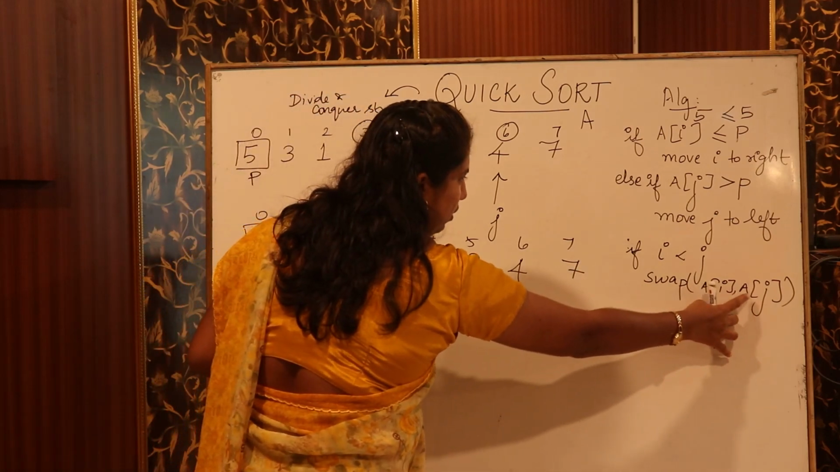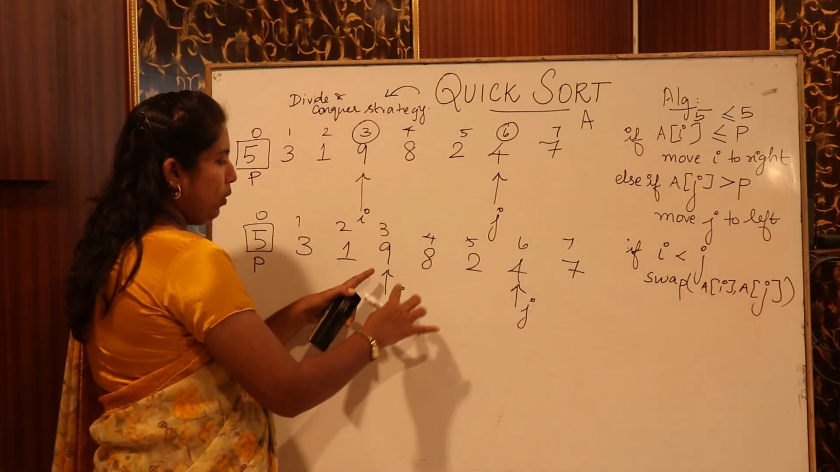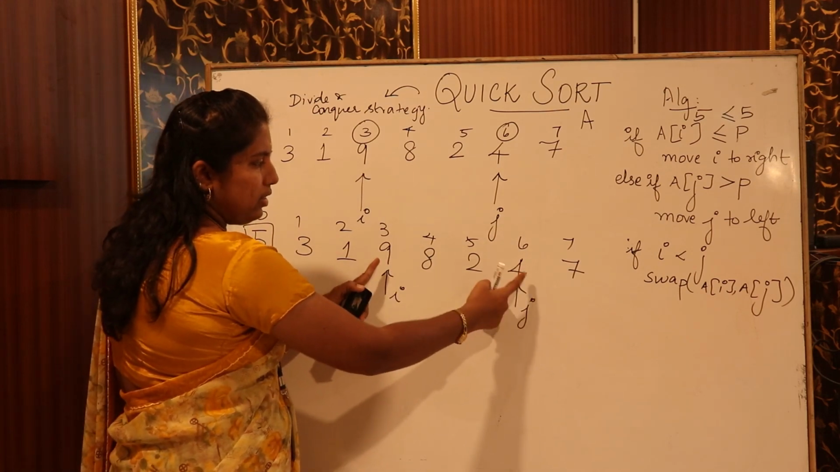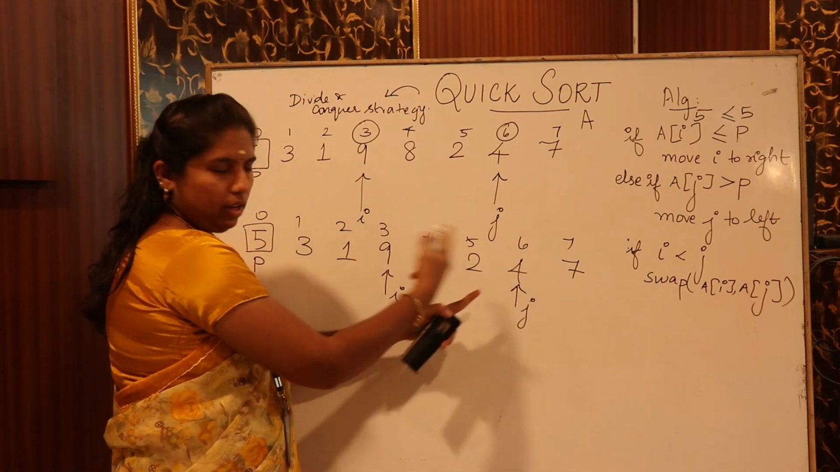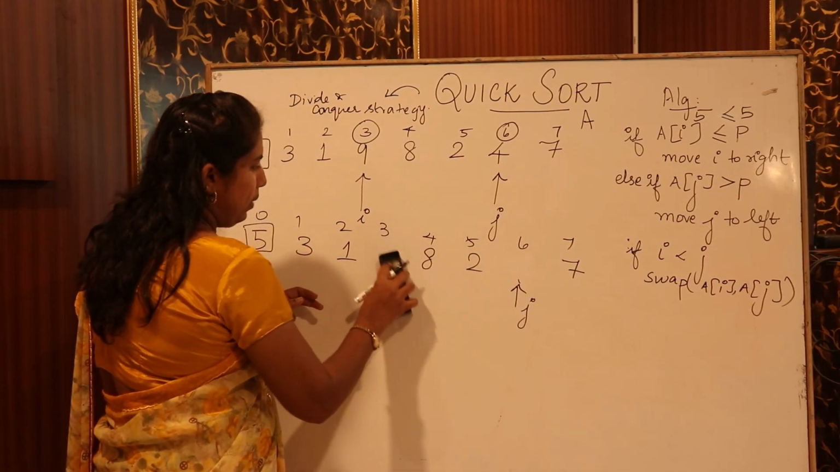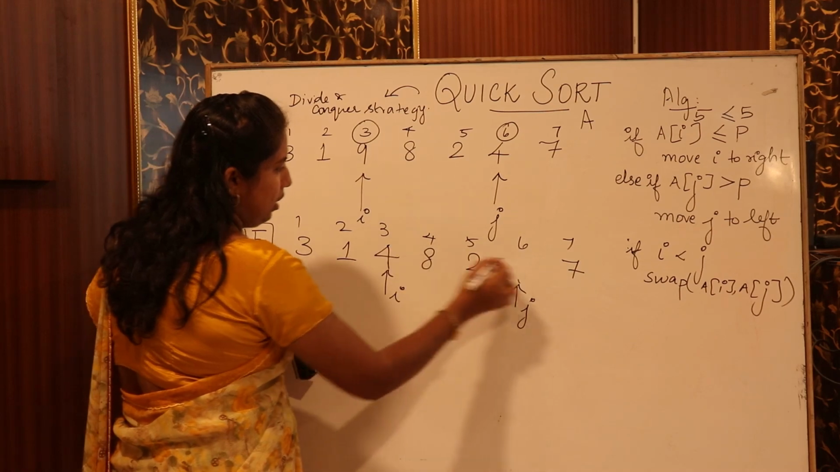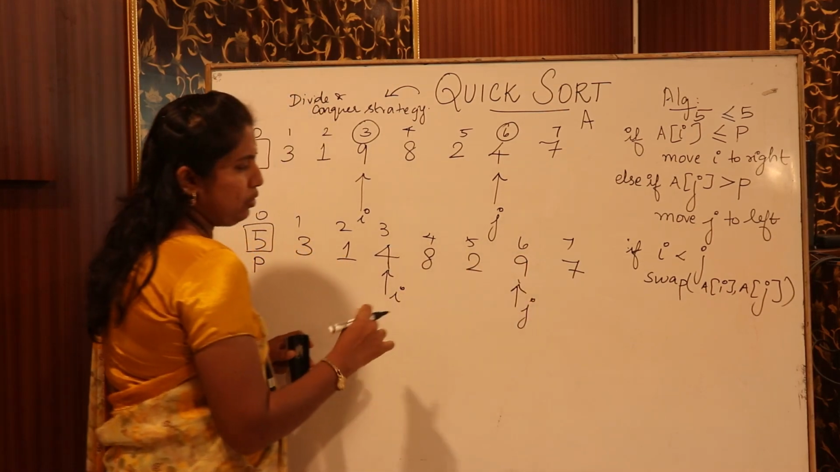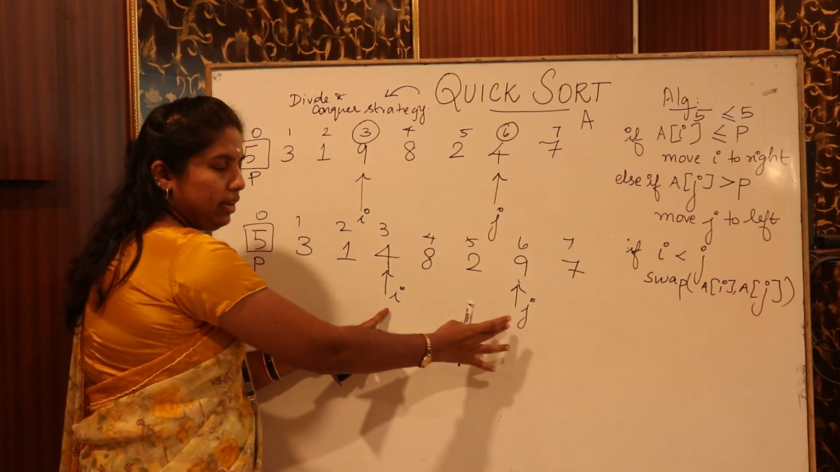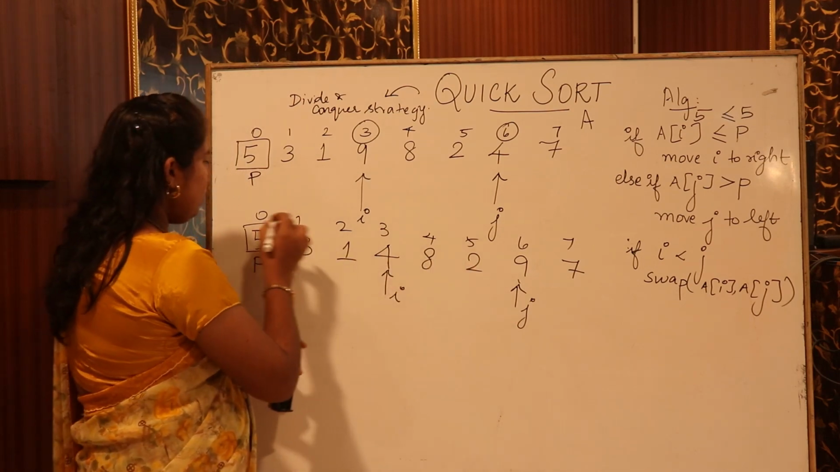So a of I with a of j. So a of I value is 9 here, a of j value is 4 here. We are just going to swap these two things. So what happens here is 4 will come to this place and 9 will come to this place. So there is an exchange of the values, not the index. The index remains the same over here.